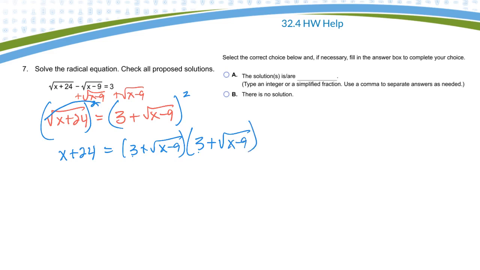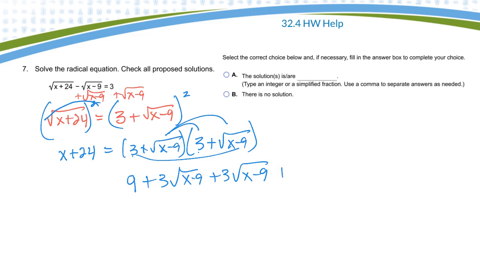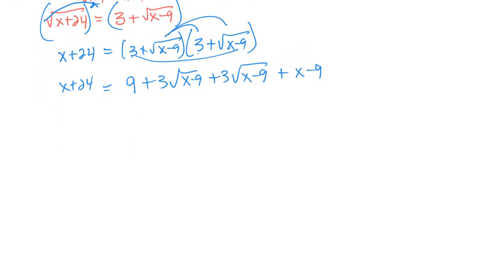So 3 times 3 is 9. 3 times that will be a plus 3 root x minus 9. And this times this will be another plus 3 root x minus 9. And this times this, as you saw in the other video, will just come out to x minus 9, is equal to x plus 24. Okay, looking spectacular so far. I can combine these. That'll be a 6 root x minus 9.